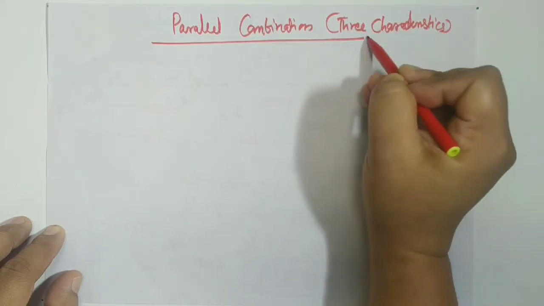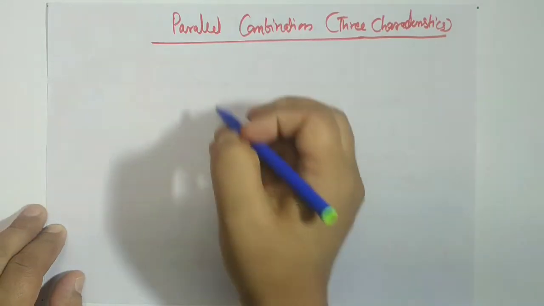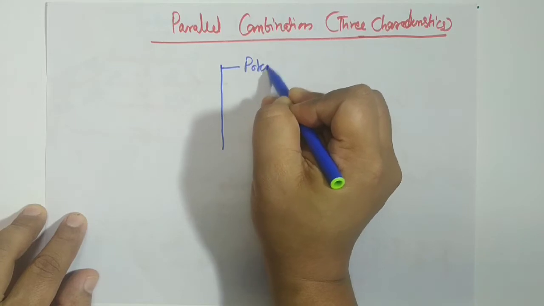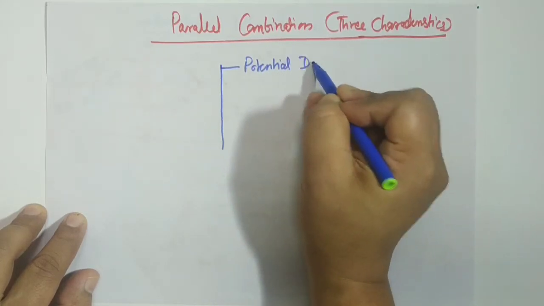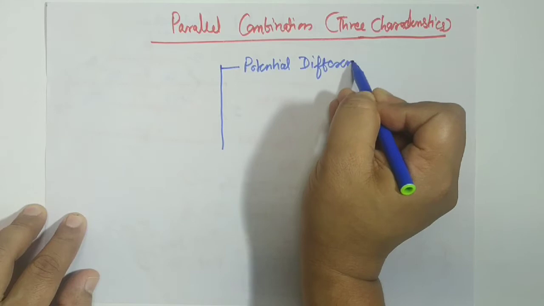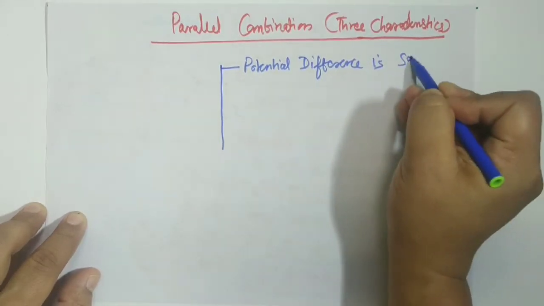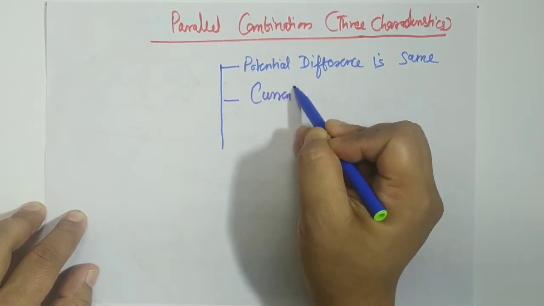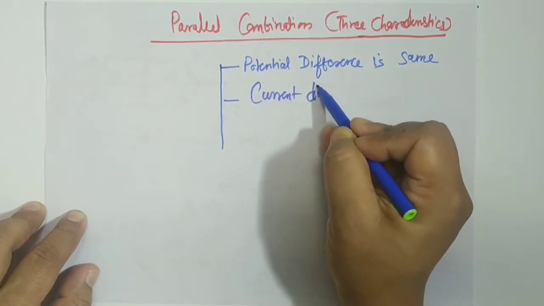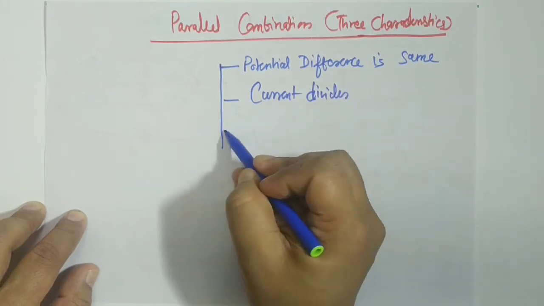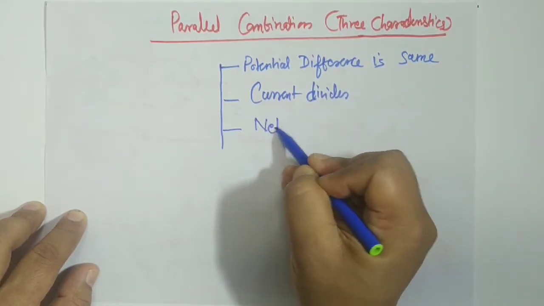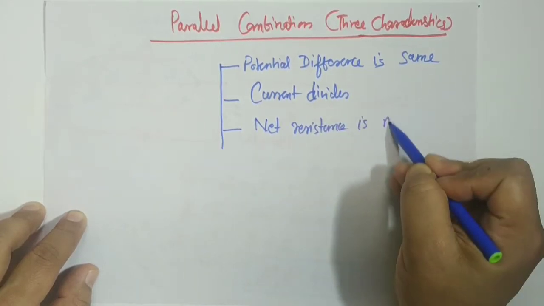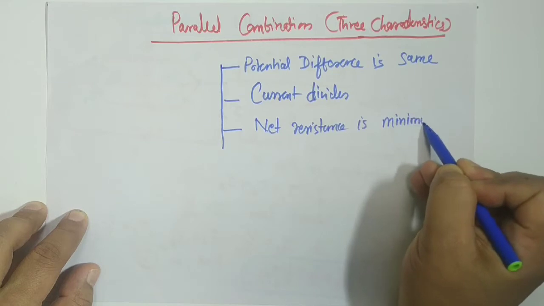Now, the three characteristics in parallel are, one, the potential difference is the same. Battery is applied, so potential difference is same. Second is current divides. Current is dividing. And third is net resistance is minimum. So that is very simple.